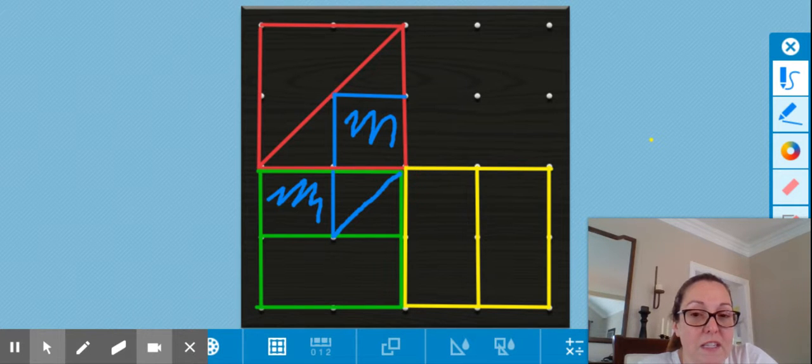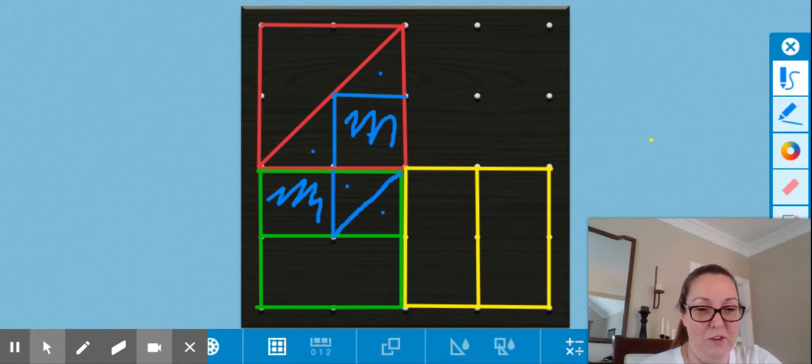You see it? So this would be here, that would be here, and this would be here, and then this would be here. Does that help you better see that this half is the same amount as this half, even though they're different shapes? That's what we're going to be looking at today.